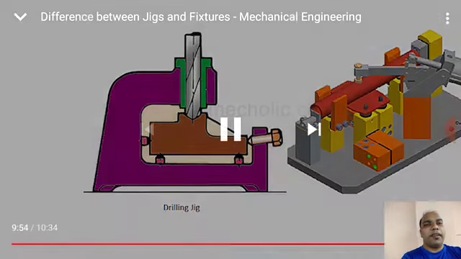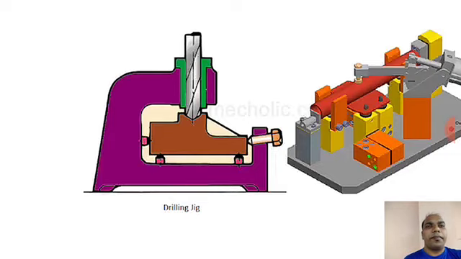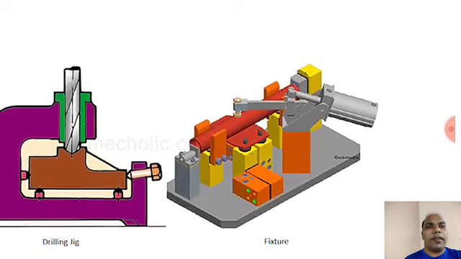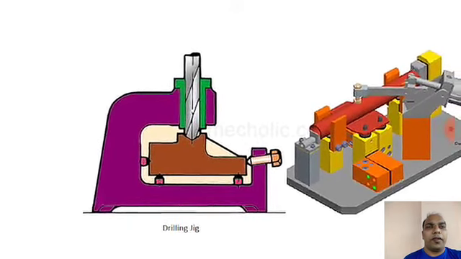You can see the diagram over here. Again we will see a drilling jig, and in the fixture you can see how the workpieces are being adhered, how they are going to be connected. You can see clearly.